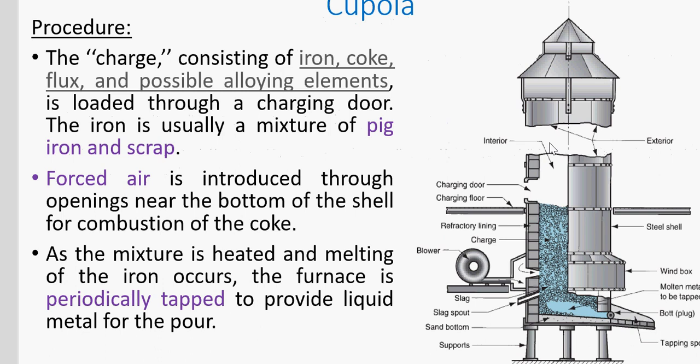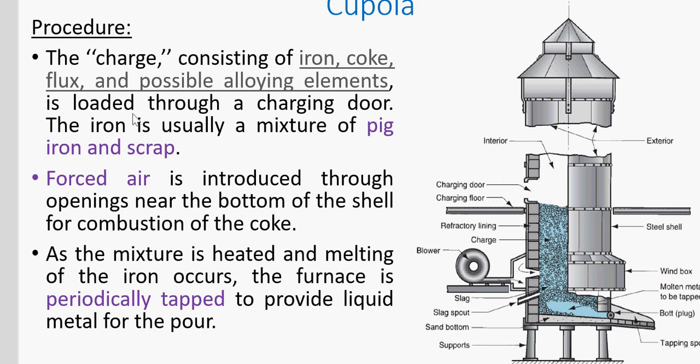So let's look at typical cupola furnace. This is it here, cupola furnace. You can see a sectional view of the inside. There's what we call the charge, consisting of iron, coke, flux, and other alloy elements. So these are the ingredients that are going to be poured into this cupola furnace, right? To be able to what? To purify or refine cast iron.